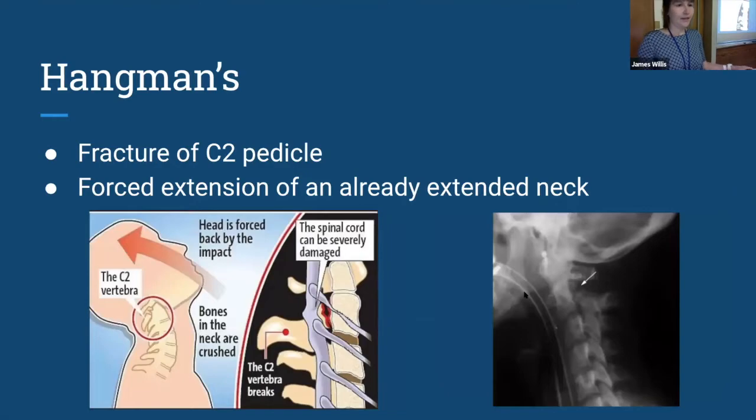Okay, and then the last fracture I wanted to talk about is called a hangman's fracture. It's actually very rarely seen with hangings, especially suicidal hangings. It's very rare there. You often see it in motor vehicle accidents, also in diving accidents. It's caused by extension force on an already extended neck, so your neck going all the way back. And then it's a fracture of your C2 pedicle right here.